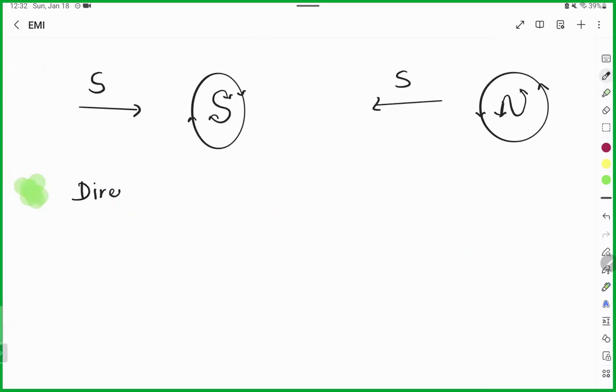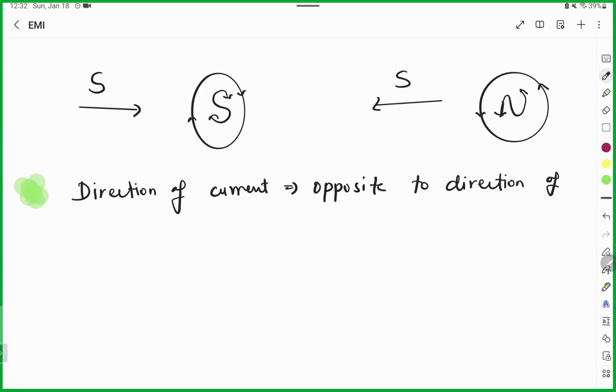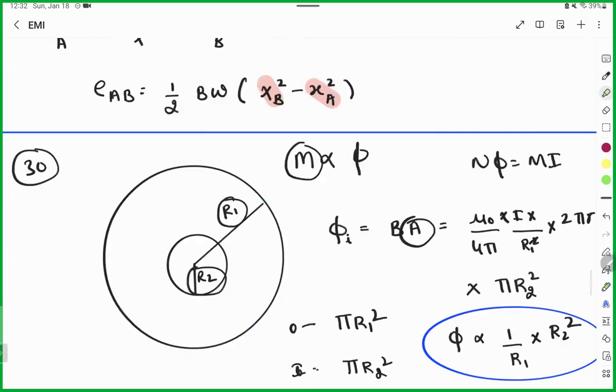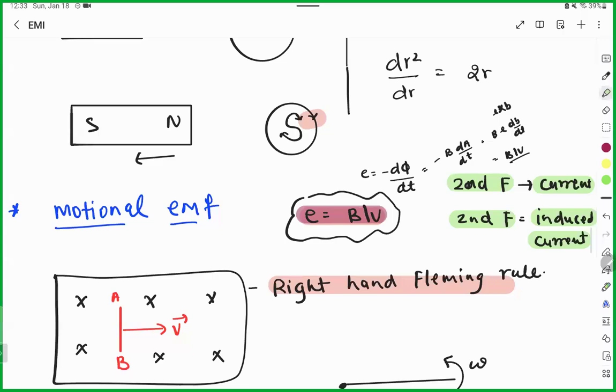Direction of current is opposite to direction of induced current. Make sense? Yes, sir. That's why in this chapter, this second finger of Fleming rule is indicating the induced current. But in left hand rule, second finger was indicating current.